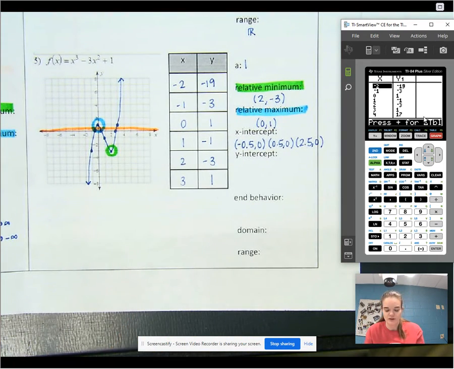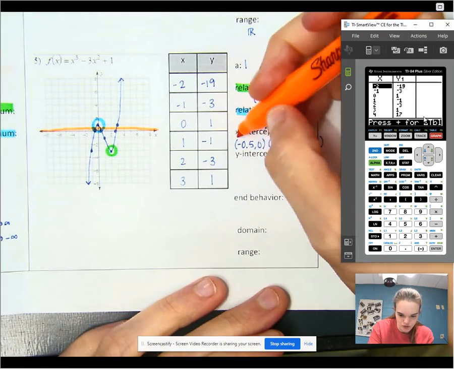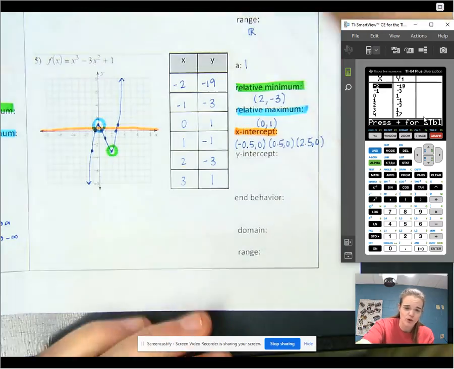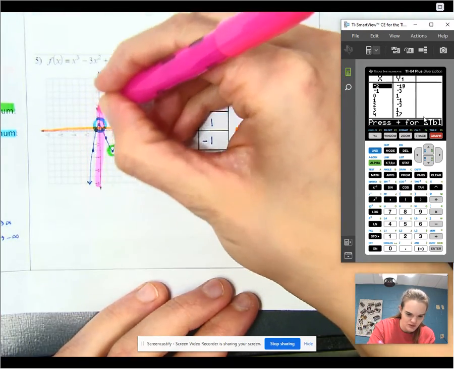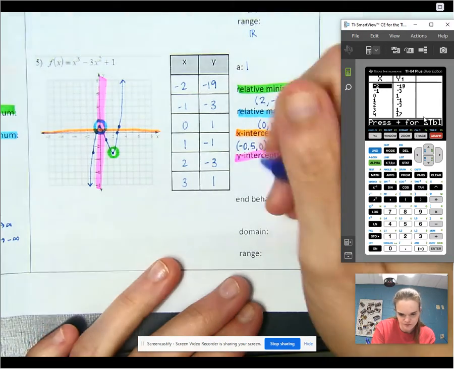The y-intercept. Now, why in the world I gave you so much more room for the y-intercept when the x-intercept had 3 of them, I don't know. Because you only ever have one y-intercept. The y-intercept is (0, 1).